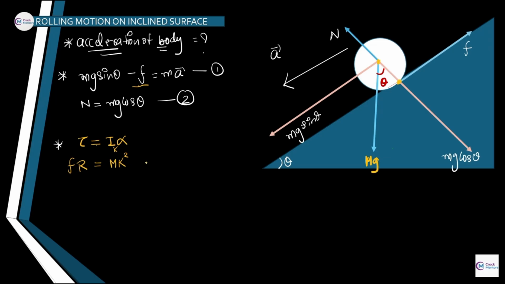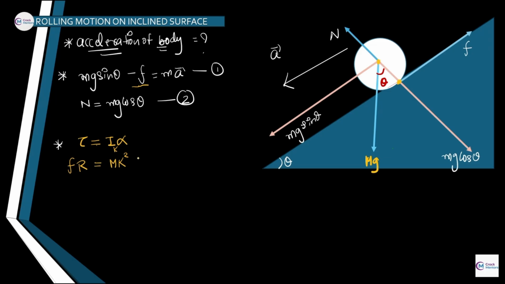Now what is the acceleration? What is the alpha of this body? Of course, if this body is rolling down, that means it must have alpha, which is the angular acceleration. Otherwise there would not be any kind of rotational motion, and if there is no rotational motion, then there is no rolling motion as well.